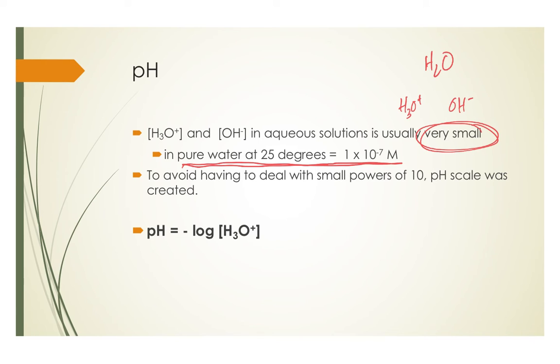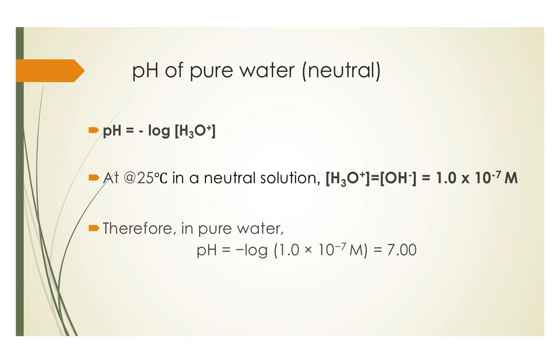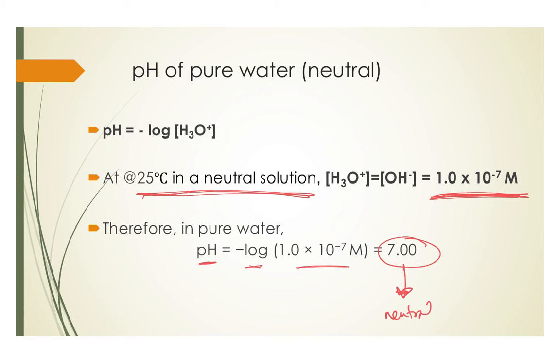Okay, so in order to avoid having to deal with small powers of 10, they developed the pH scale. The pH scale is based on logarithms. And so pH equals negative log of the concentration of the hydronium ion. All right, so if we are dealing with that special situation at 25 degrees Celsius in a neutral solution, the concentration of both of those is 1 times 10 to the negative 7th. So therefore, in pure water, we know that the pH equals the negative log of 1 times 10 to the negative 7th, or 7. So this, of course, is where we end up with a neutral solution has a pH of 7.